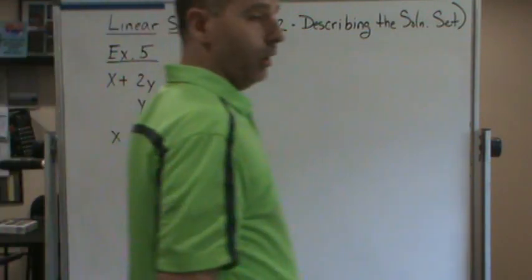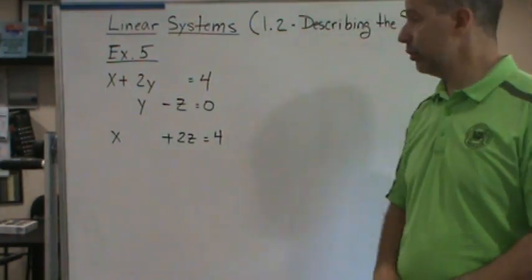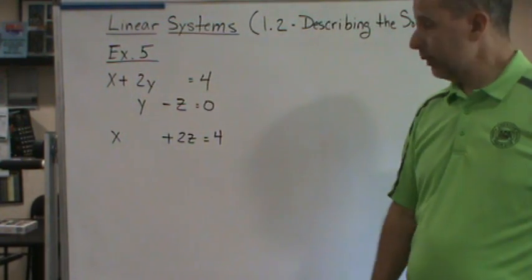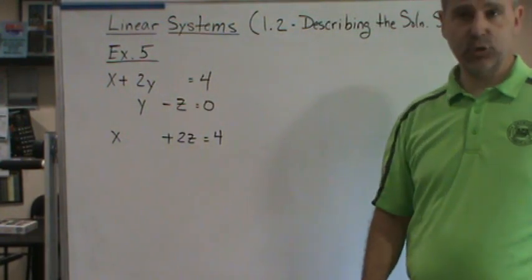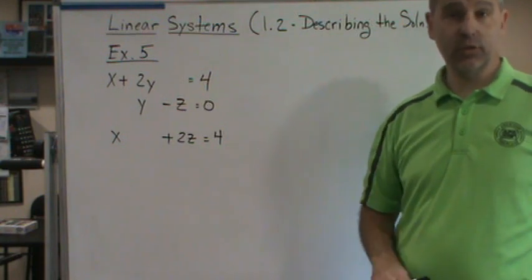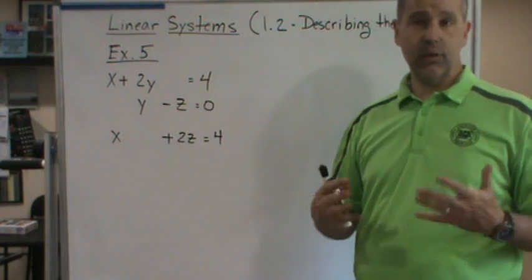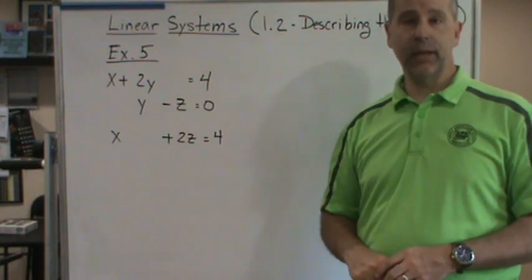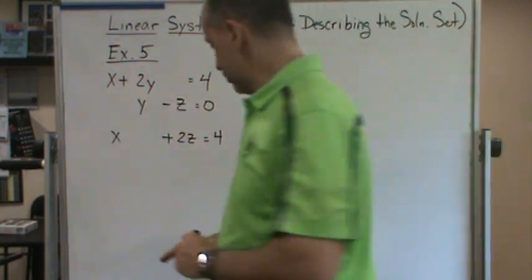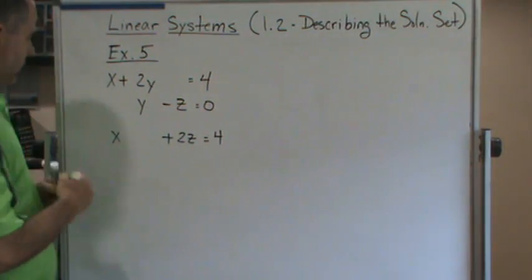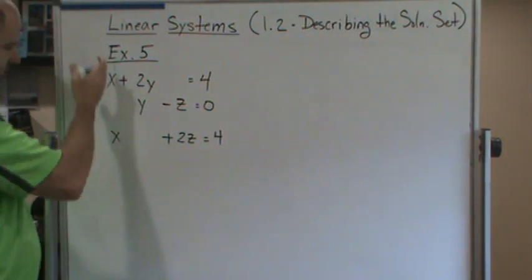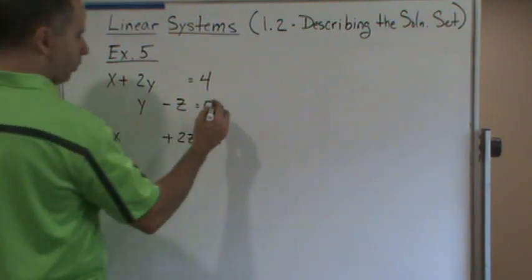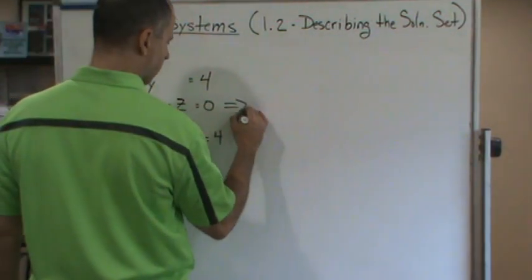Okay, so now what we're going to do is take this system and write it as a matrix, and then use Gauss's method to row reduce and put it in echelon form. The first thing to notice is that the x's, y's and z's are lined up, and so this would give us the matrix.